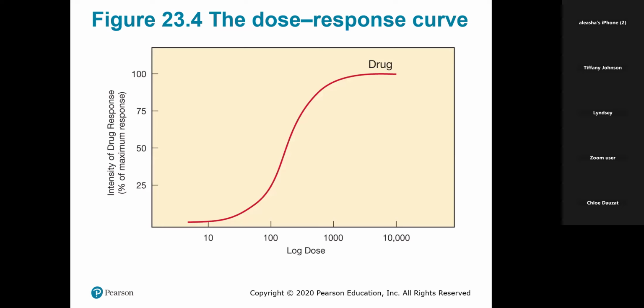Figure 23.4 gives you an illustration of a dose response curve where they're showing you along the left the intensity of the drug's response or percent of maximum response, and along the bottom they're logging which dose so that they can track and see where that peak response actually occurs.